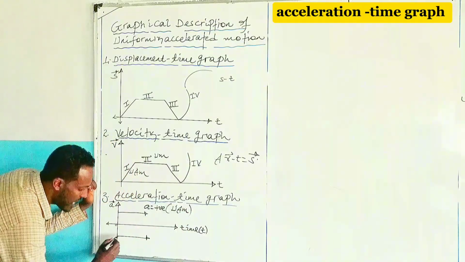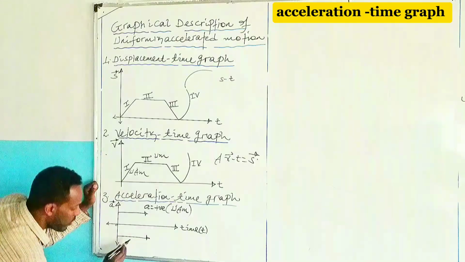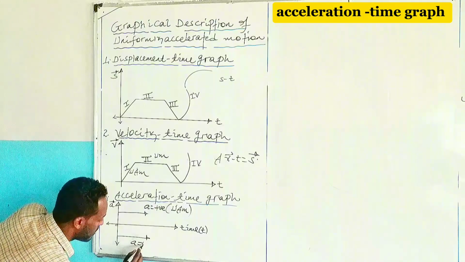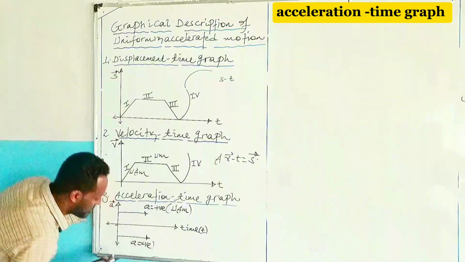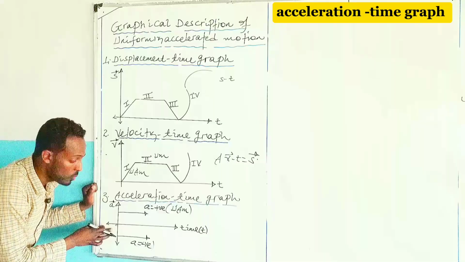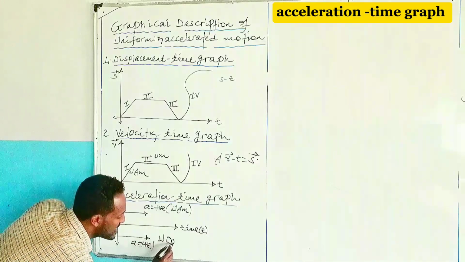In the second one, the acceleration of an object is constant, which is below 0. So acceleration is negative, but the velocity of an object is decreasing with respect to time linearly, which means that the motion of an object is uniformly decelerated motion.